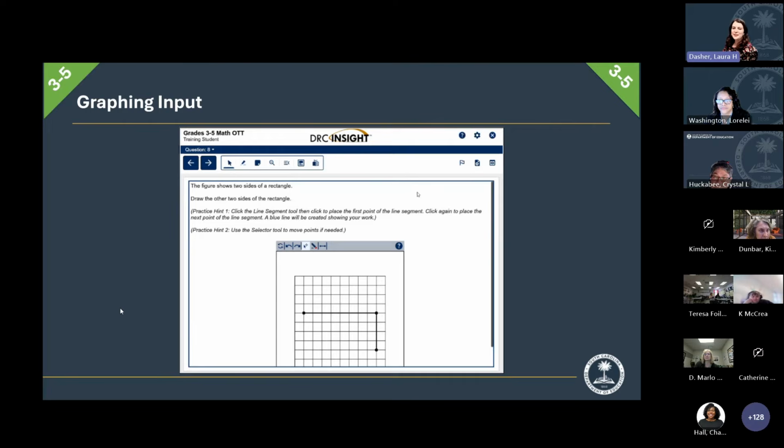So the student is presented with a graph, and the student is expected to respond by plotting points, drawing a line, or labeling parts of the graph. This item type will be for grades 4 and 5.